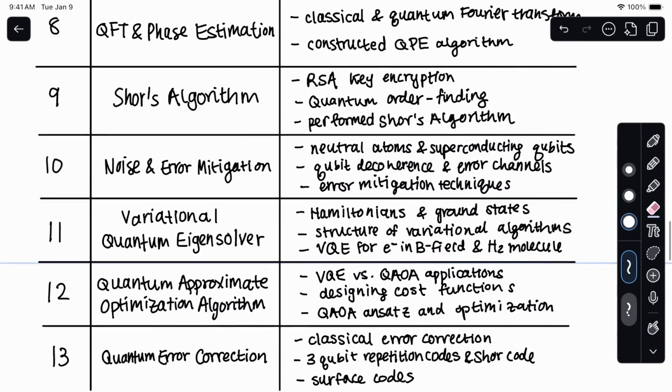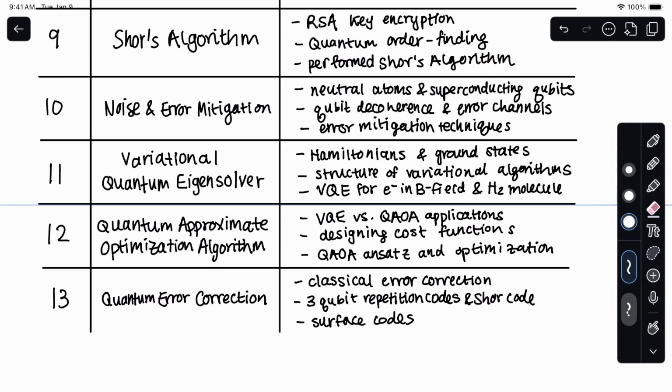We also talked about noise and error mitigation. Up until that point, everything had been perfect and ideal, but in real life, our qubits are noisy, prone to error, they decohere. So we talked about the two arguably most promising platforms for quantum computing, neutral atoms and superconducting qubits. We talked about qubit decoherence and other error channels like state preparation and measurement errors. And we talked about some error mitigation techniques like dynamical decoupling and zero noise extrapolation.